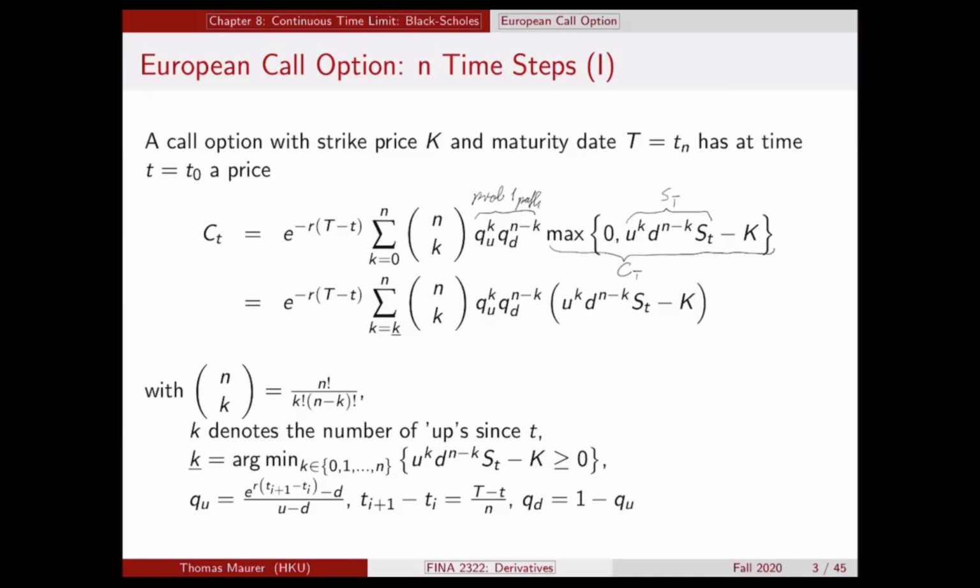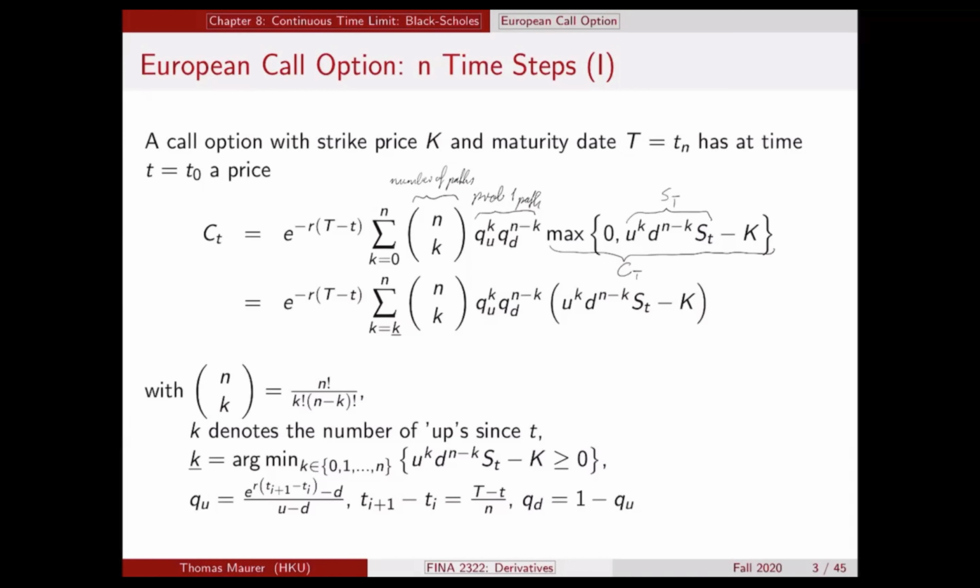Now what do we have here in front? This q_u to the power of k is the risk-neutral probability of moving k times up in the tree, multiplied by q_d to the power of n minus k, the risk-neutral probability to move n minus k times down in the tree. Now, there are many different paths to move k times up and n minus k times down in the tree, and we count these paths by this term over here, which we have seen earlier in chapter 7, defined as n factorial divided by k factorial multiplied by n minus k factorial.